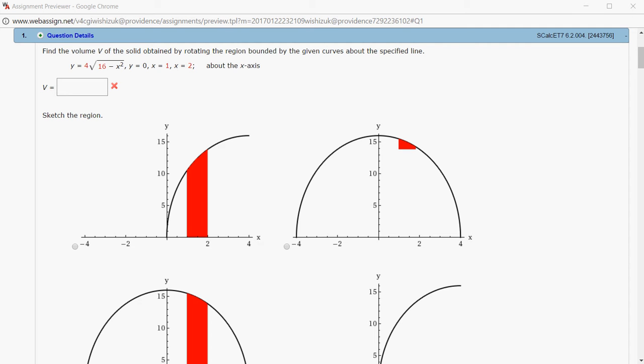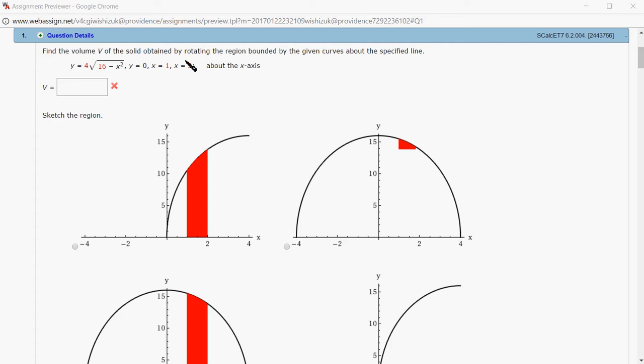Alright, let's look at the homework 6.2, problem number 1. We want to find the volume of the solid of rotation obtained by rotating the region bounded by y equals 4 square root of 16 minus x squared, y equals 0, which is the x-axis, and x equals 1, x equals 2, about the x-axis. So let's do that.